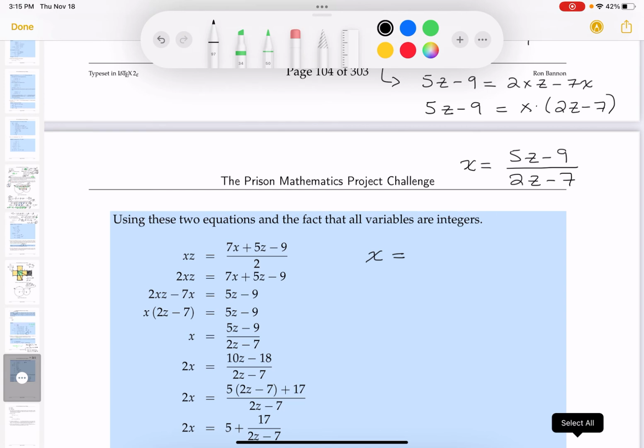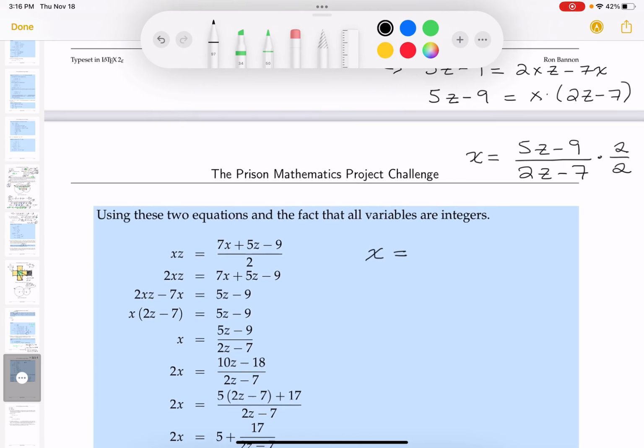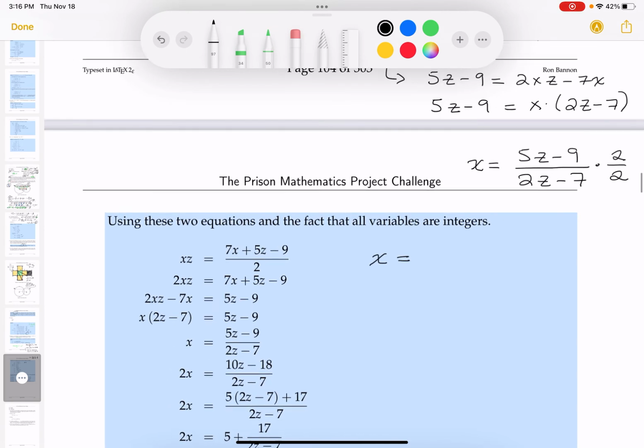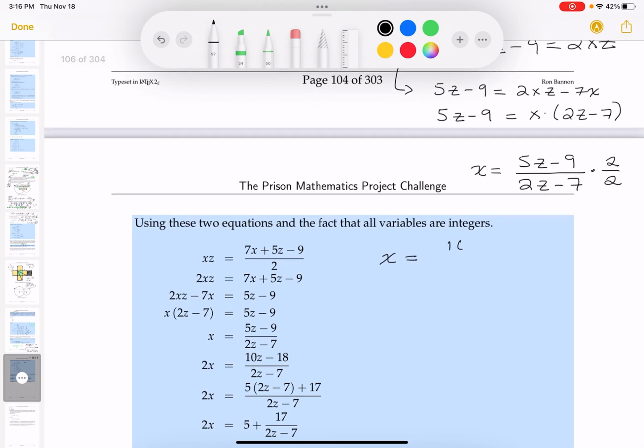Let me try something daring here. I can multiply the top by 2 and the bottom by 2. But I'm really not going to, I'll just do the top by 2. What would you get? Let's write this down really carefully, by the way. You would get 10z minus 18. And the bottom is going to be 2 times 2z minus 7.